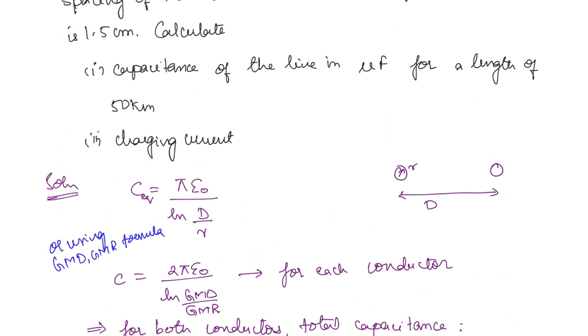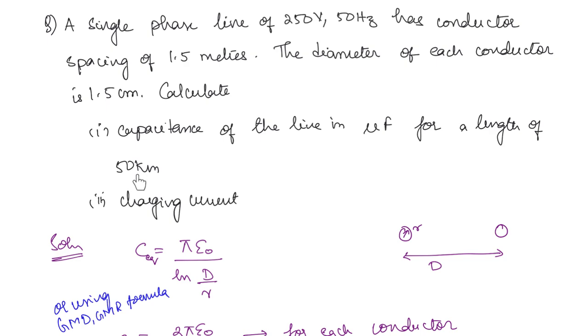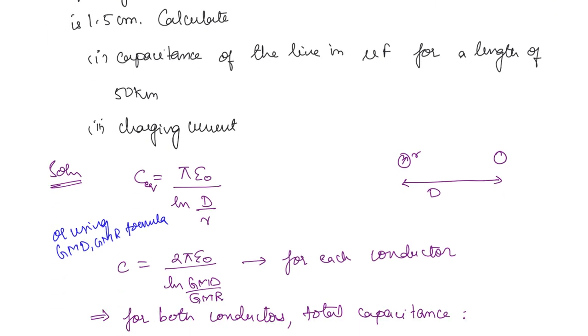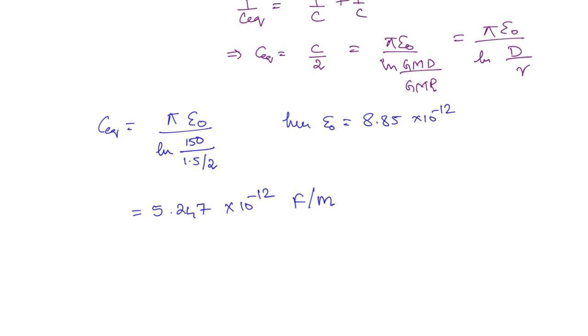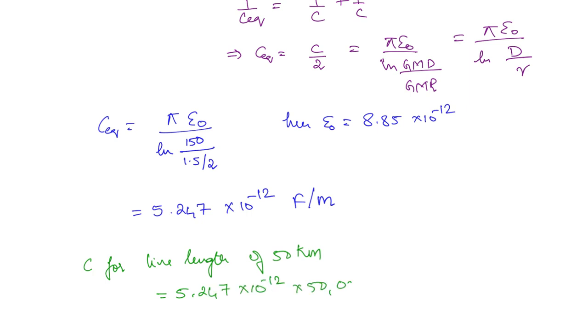Now, we want the total capacitance of the line for a length of 50 kilometers. So, 50,000 meters, because it is in kilometers, we have to convert into meters. So, C for line length of 50 kilometers is going to be 5.247 into 10 to the power minus 12 into 50,000. If you calculate, you are going to get 0.262 microfarad. So, this is the total capacitance for the single phase line of 50 kilometer length.